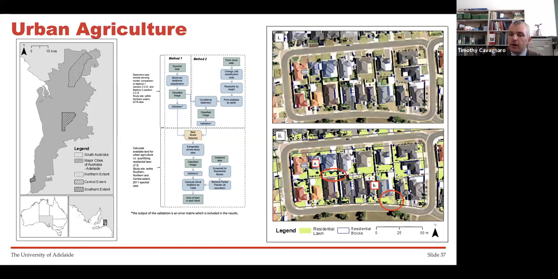Perhaps a better way to describe that is to look at one of the outputs. So here in the top of the image, we've got a residential part of Adelaide. We've got the streets, obviously. We've got the houses. You can see the blocks here. And what you can see is all of the lawn.